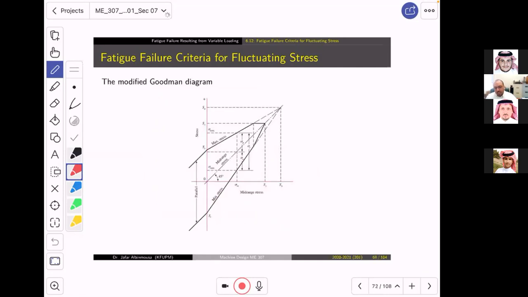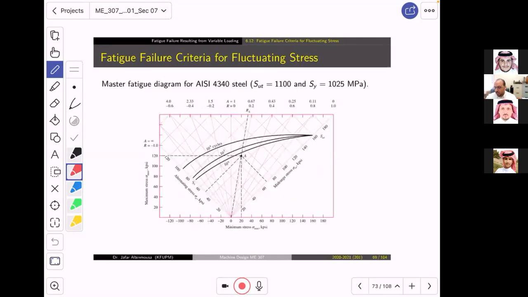So, this is a diagram for Goodman, which gives you an envelope of all possible loads with life. But we're not going to use this one. We are going to use the master curve. So, in 1 second, I will tell you what is the master curve or the master diagram. And then I will have to stop, take your attendance. We'll continue this in the lecture.